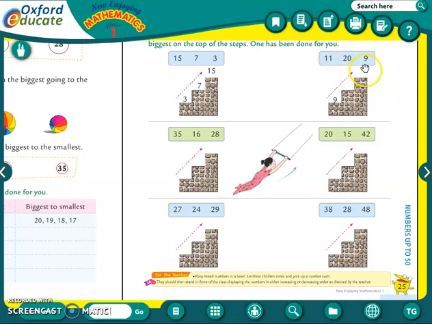सबसे छोटा नंबर कौन सा है? 9. तो वो हम सबसे पहली सीढ़ी पे रखेंगे नीचे, फिर हम ऊपर जाएंगे. 9 के बाद कौन सा बड़ा नंबर है? 11. So we will write 11 over here, and then सबसे ऊपर वाली सीढ़ी पे सबसे बड़ा नंबर. Which is the biggest number in this box? 20. So we will write 20 over here. So children, like that you complete this whole. Then I will also send the answers from which you can check. Okay, and now let us see the next page.